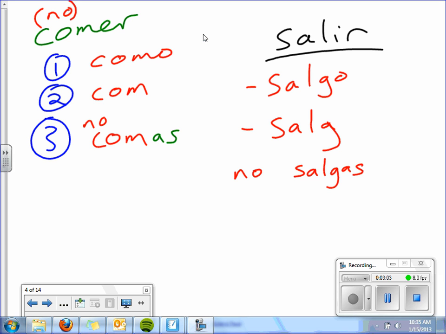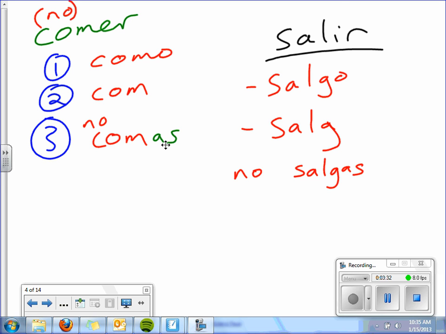But if you want to tell somebody to not eat a specific thing, the negative command, so it's no comer, don't eat. First, you take the yo form, yo como, drop the O, and then add the opposite ending. You see comer is an ER verb, so we add the AS ending. No comas, don't eat. Okay, no comas mucha pizza.